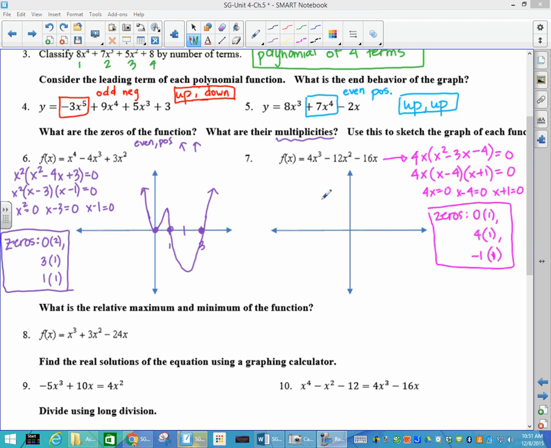Okay, and we go plot those zeros. I have 1 at 0. 1, 2, 3, 4 is a 0. And then negative 1 is a 0. So these are my zeros. And then I'm going to look and I'm going to say, okay, this one is odd positive. Odd positive, odd negative went up, down, so odd positive is going to go, actually I'm going to do my little arrows instead. It's going to go down and then up.